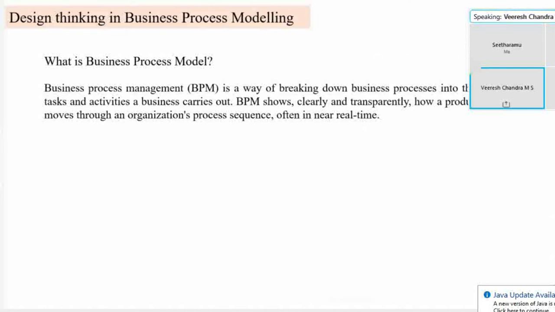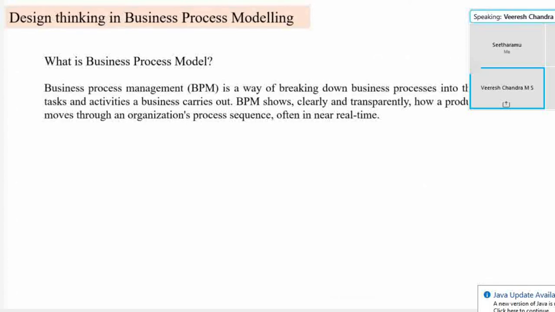It's a way of breaking down business processes into their most basic elements. So number of business processes will be there, starting from marketing to, let us say, finally manufacturing division. So all the business processes are broken down into their basic elements. The tasks and activities, for instance, that business carries out. What does this exactly show us?